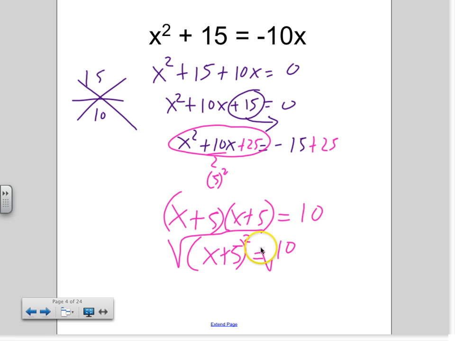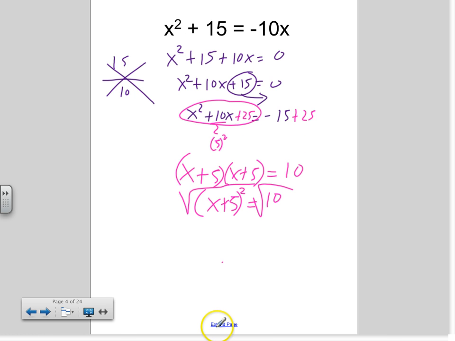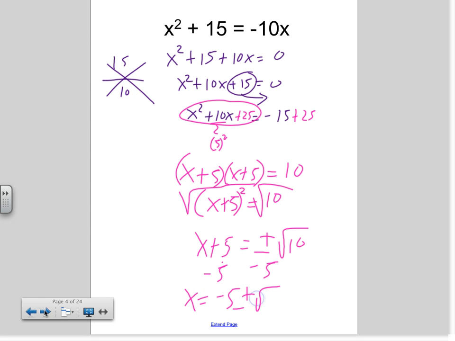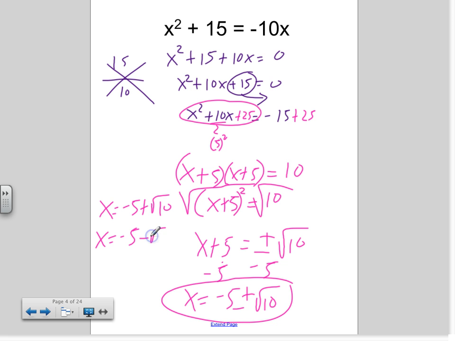And then I can just take a square root of both sides. It's going to be x plus 5 equals, don't forget, plus or minus root 10. I can subtract the 5 over, and that's going to give me negative 5 plus or minus root 10. That's basically the answer. If you're lazy and you just want to write it as a plus minus like that, that's fine, but if I have 2 separate answers, you definitely want to write it as negative 5 plus root 10, and the other one is going to be negative 5 minus root 10.